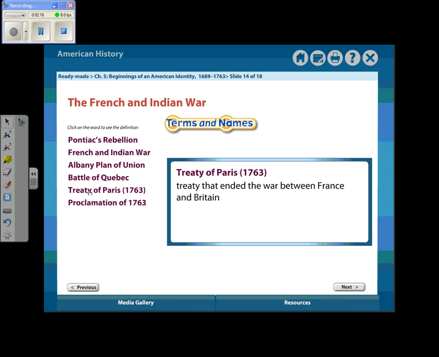Treaty of Paris, 1763. This is a treaty that ended the war between France and Britain. A lot of land did change hands due to the Treaty of Paris. The British were given all of the lands along the East Coast, including Spanish Florida, because Spain had sided with France in the very end of the war. So Spanish Florida was given over to the British.